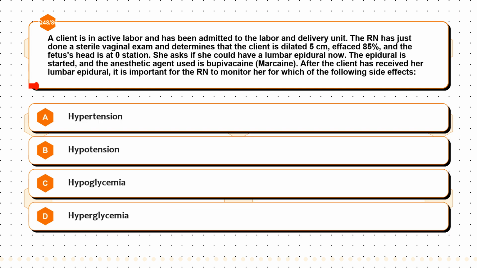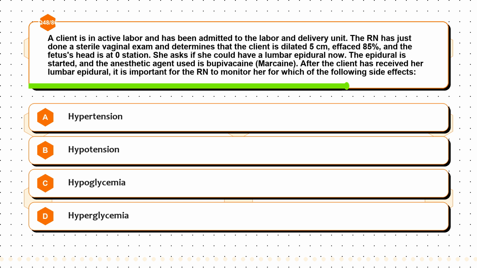Question 48. A client is in active labor and has been admitted to the labor and delivery unit. The RN has just done a sterile vaginal exam and determines that the client is dilated 5 cm, effaced 85%, and the fetus's head is at 0 station. She asks if she could have a lumbar epidural now. The epidural is started, and the anesthetic agent used is bupivacaine (Marcaine). After the client has received her lumbar epidural, it is important for the RN to monitor her for which of the following side effects. Here are the options.